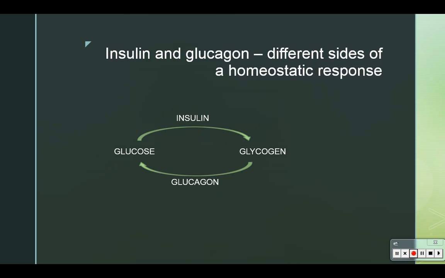So that's right, we talk about homeostasis being an optimal range. What we're looking at is an optimal range of glucose. Too much glucose and your body needs to produce insulin. Too little glucose and your body needs to produce glucagon.